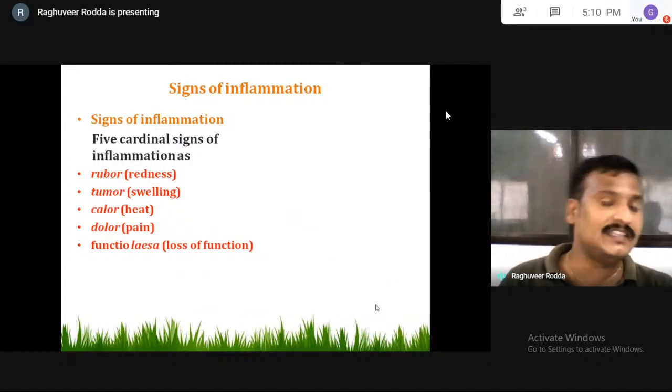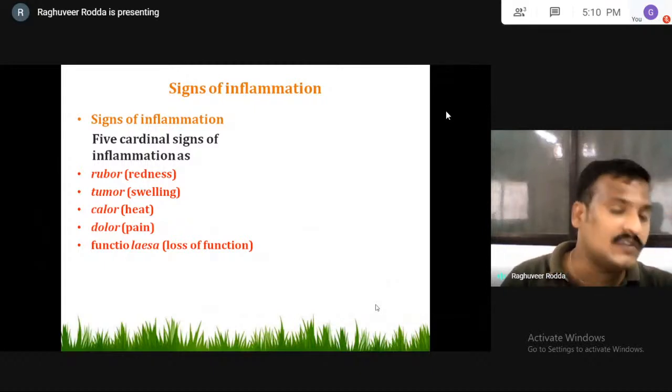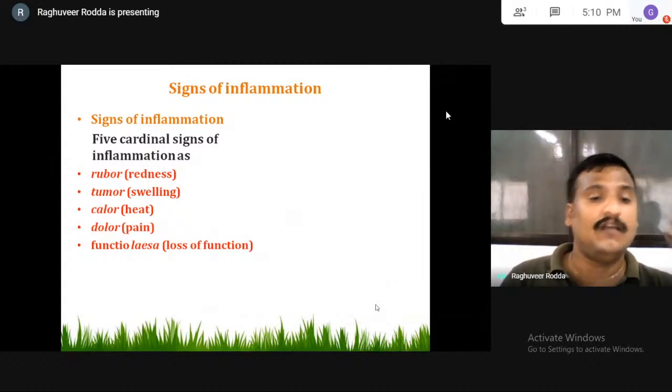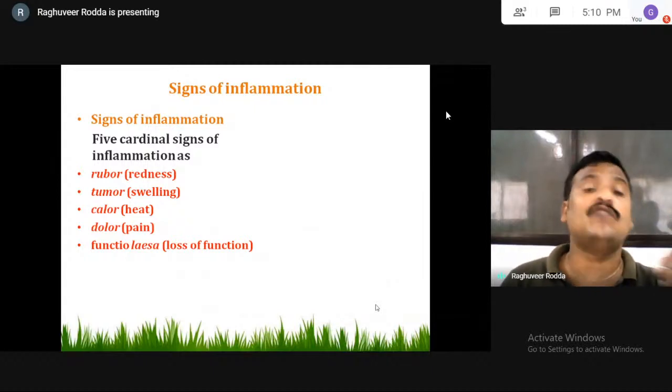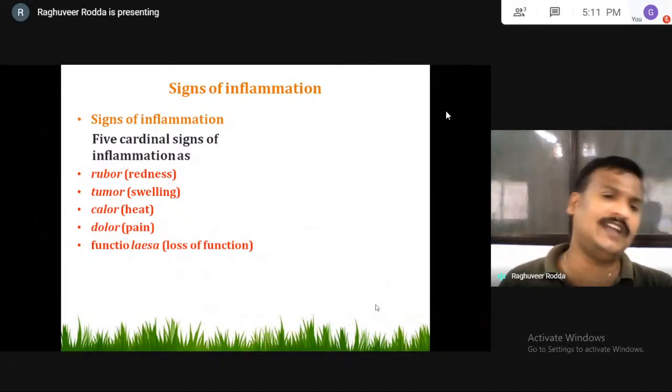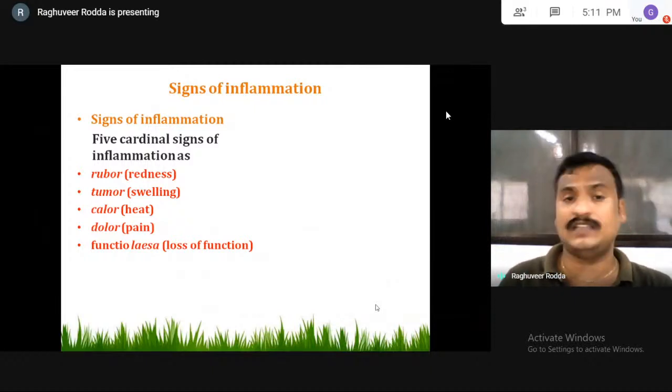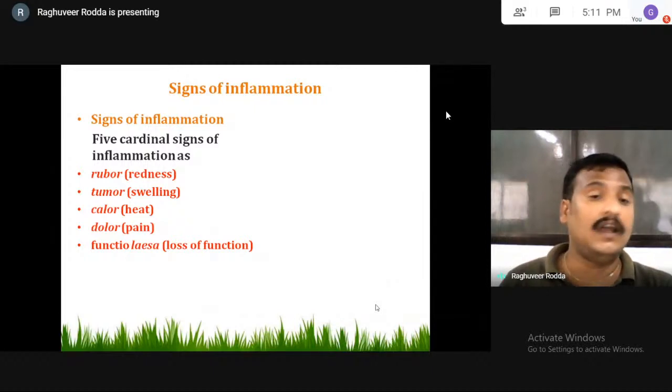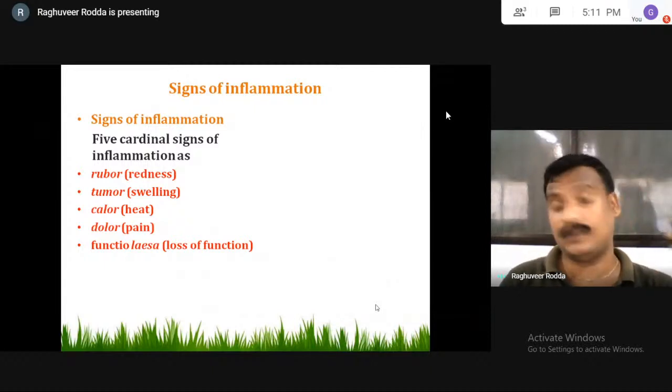And dolor, a severe pain because of sensitizing of the nerves or cells by the various inflammatory mediators, and functio laesa, loss of function of that particular inflamed organ. So all these 5 signs are very vital, and they may be present in inflammatory conditions, all together or any one of these signs at a particular time.